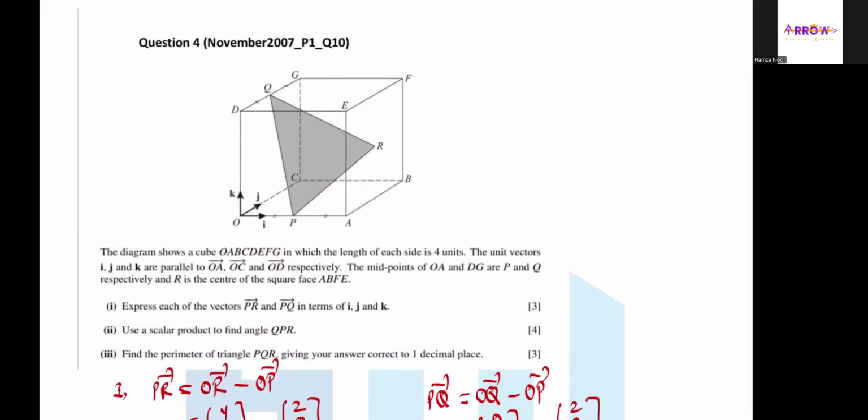All right. So now let's move on to part 2. The requirement of part 2 is to use a scalar product to find the angle QPR.